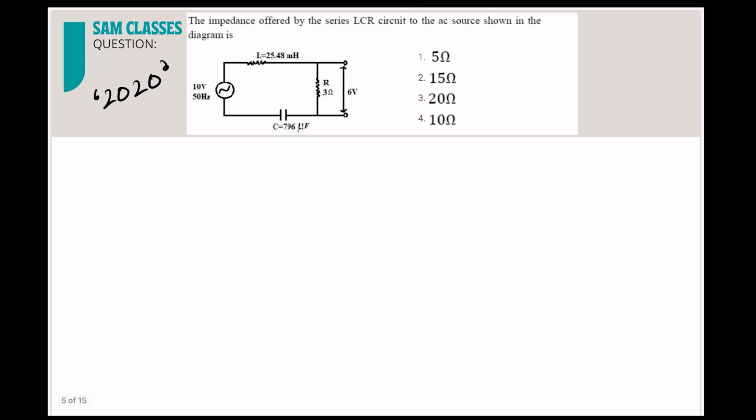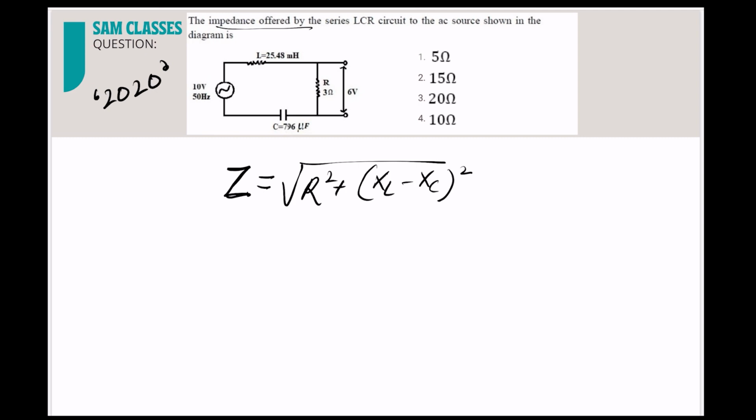Now again, a very similar question to that. They're asking what is the impedance? Means they're asking about the net resistance, that is Z. So Z is equal to root under of R square plus XL minus XC whole square. Now you say, sir, I know R, what about XL and XC? Find it out. XL is equal to omega L, and XC is equal to 1 by omega C. Just now I gave you the formula.